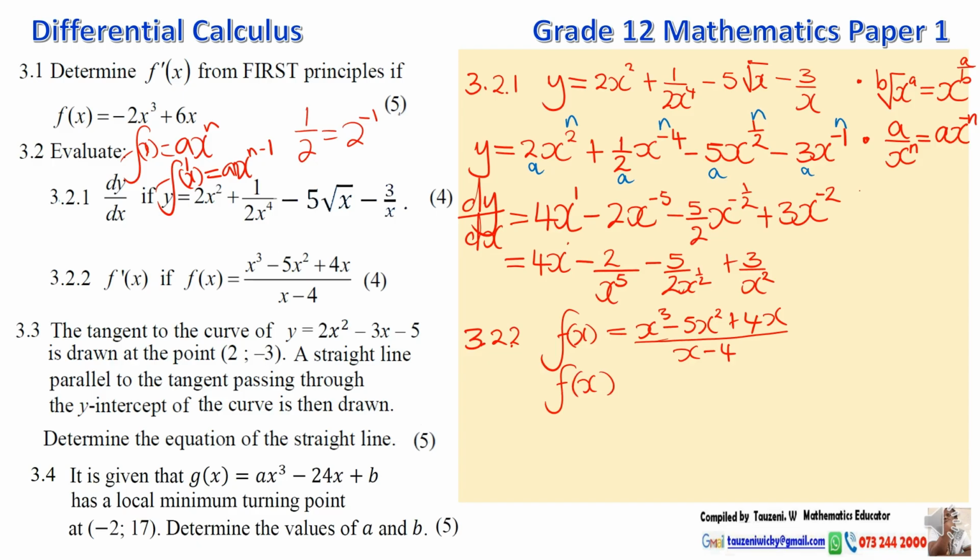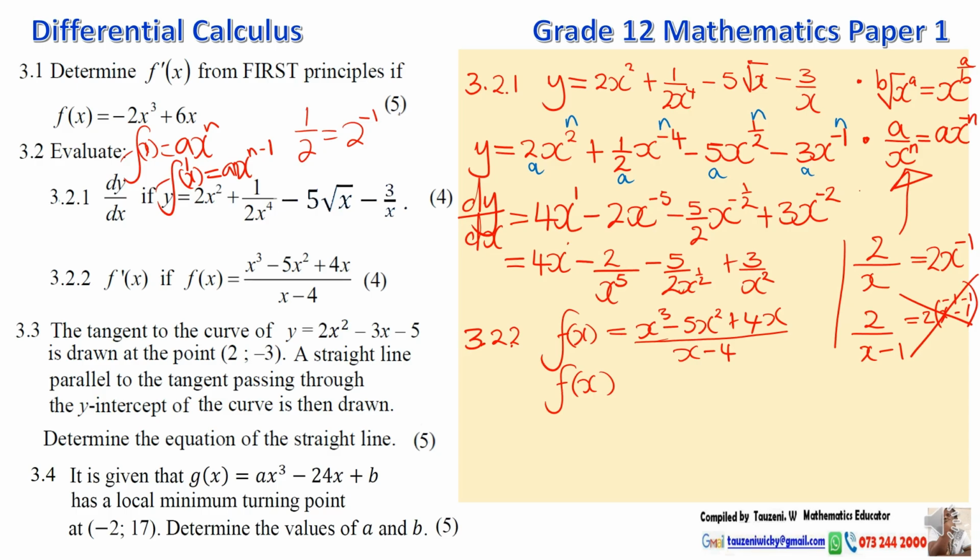And please take notice. If I get 2 over x, I'm just giving this as an example, I can write this as 2x to the power of negative 1. That's what we were explaining above. But if I get 2 over x minus 1, there are some learners who end up writing 2 to the power negative 1 and 1 to the power negative 1. Please never do that. It is not correct.